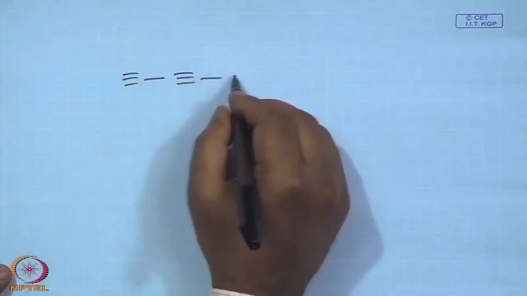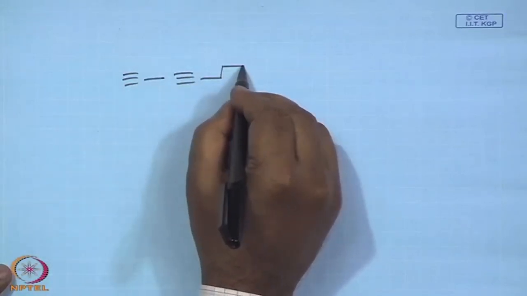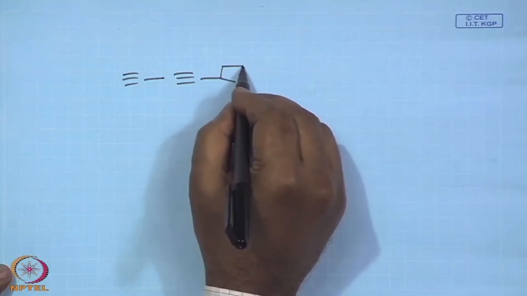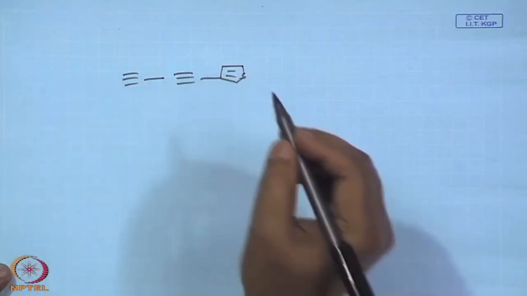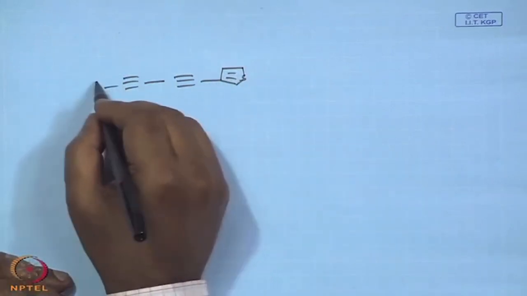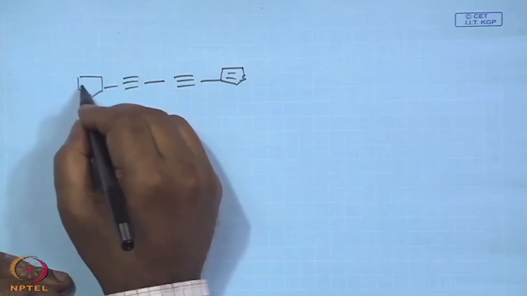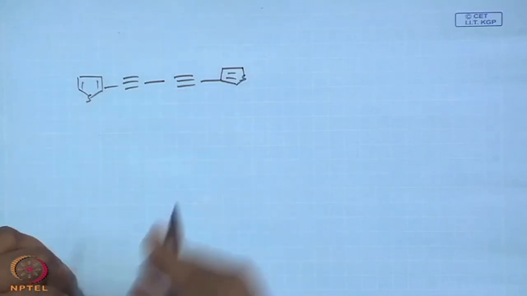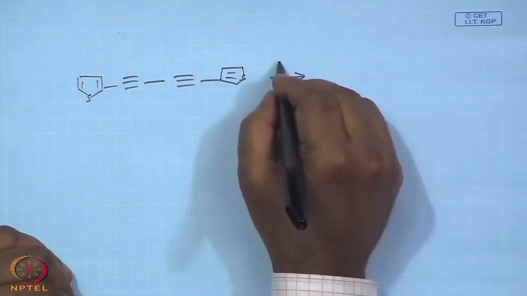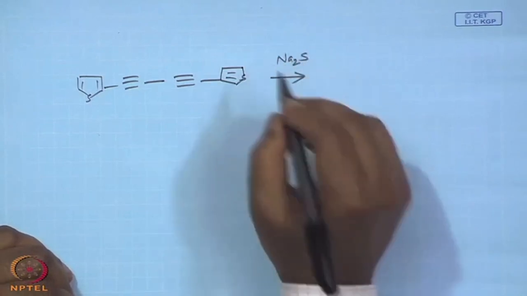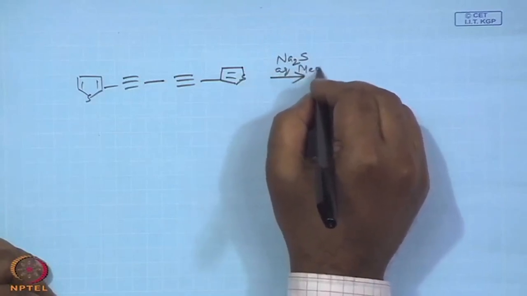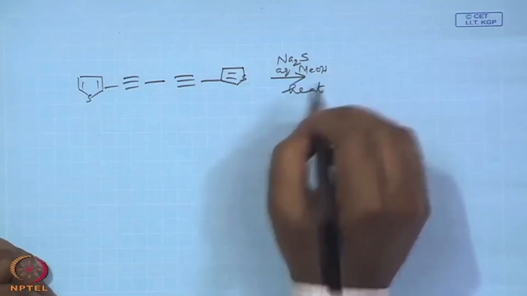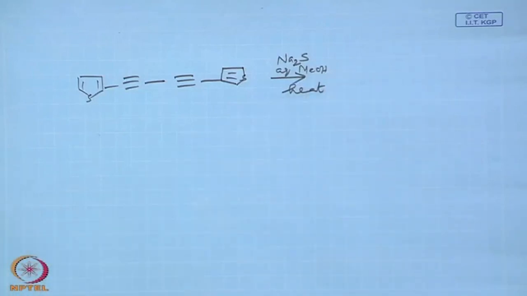So I'll give you one more example similar to this one. For example, in this case, if you have, let us say, thiophene like this, and let us say in the other case, I am writing exactly the way it was, something like this. Now, you treat this with sodium sulphide in aqueous methanol, of course, in this case a little heat is required. What do you expect? What are the expectations?